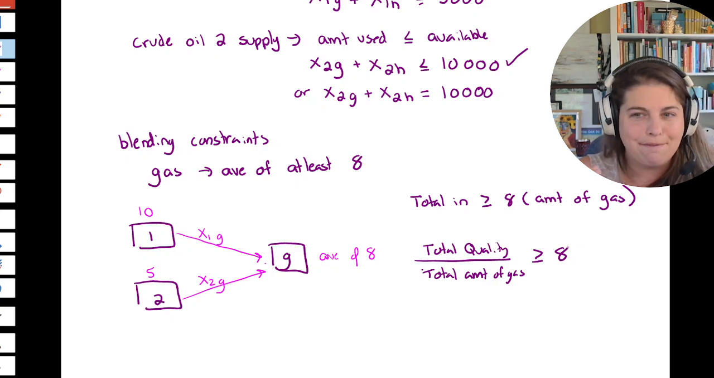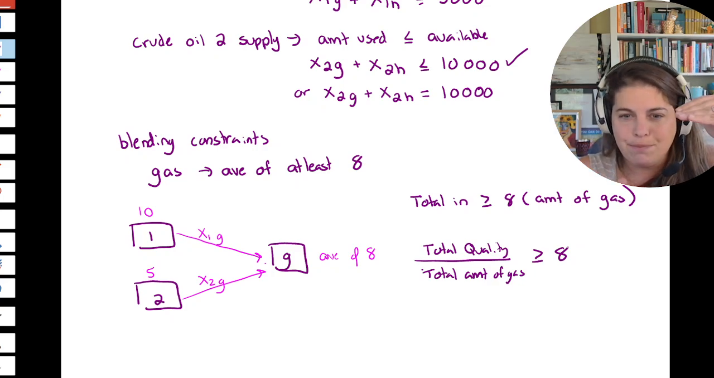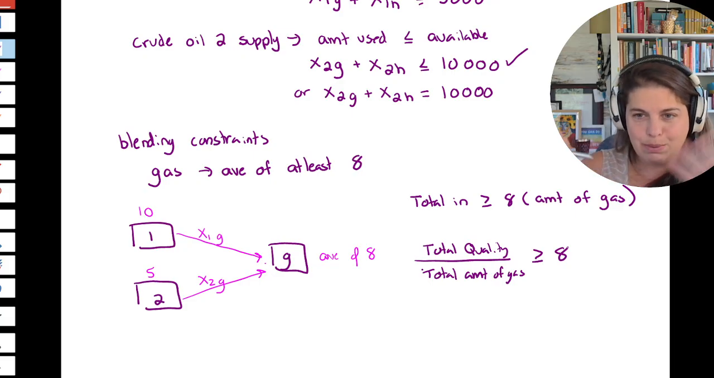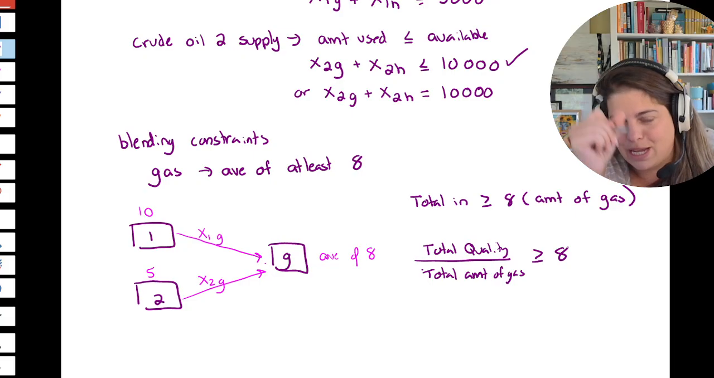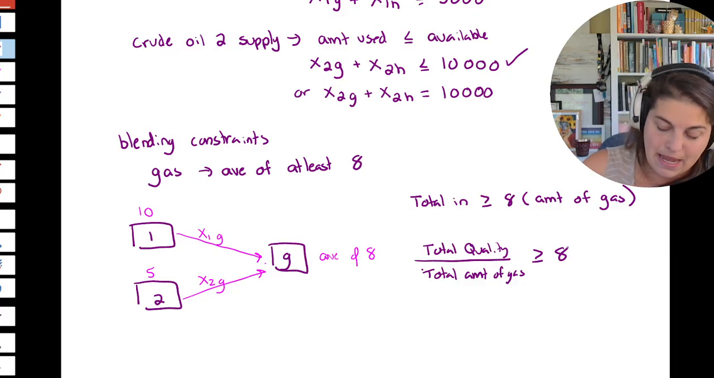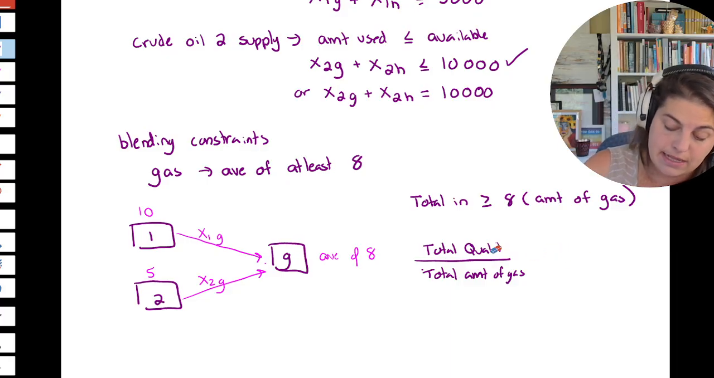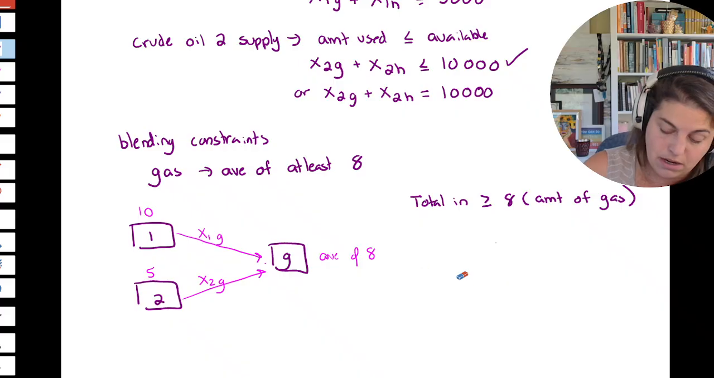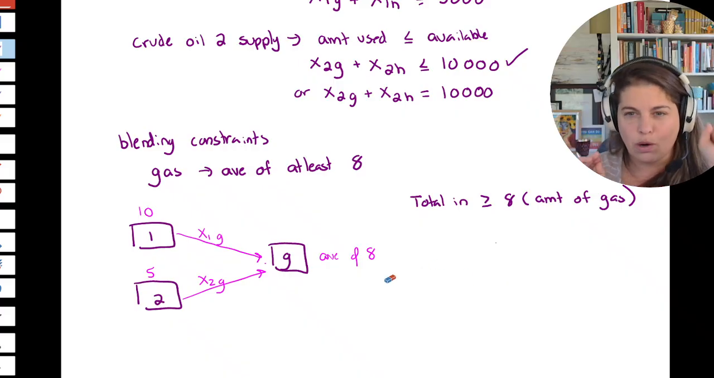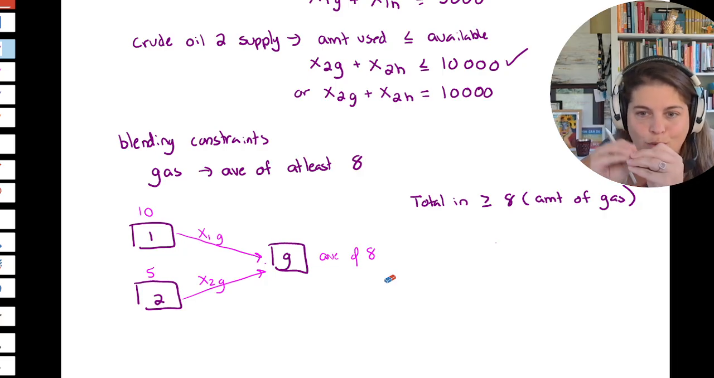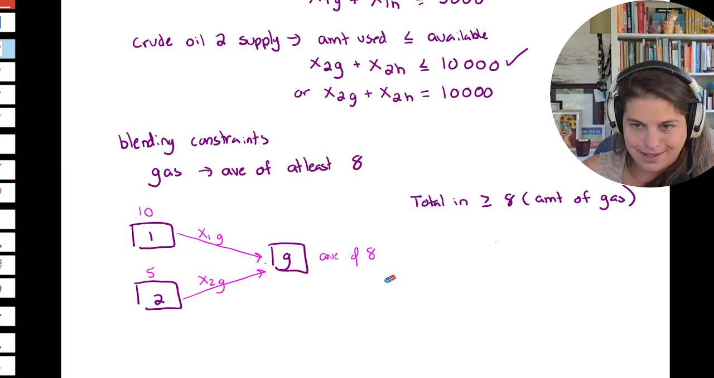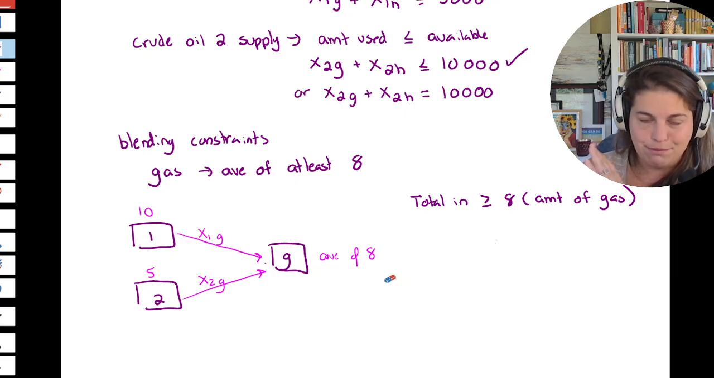Except that we would have variables on the top for the total quality, and variables for the total amount of gas, and you cannot multiply or divide variables in linear programming, so we bring it up. And in my experience, it is better for us as commerce students to just think about it as the total amount going in has to be at least 8 for each of the products. So we're multiplying by that total number of products.